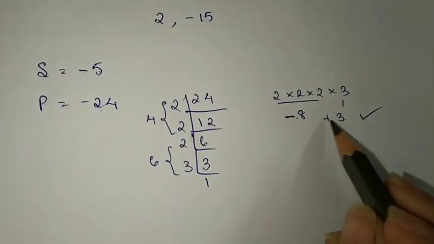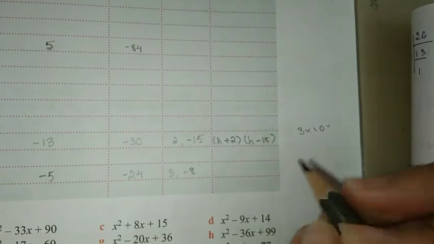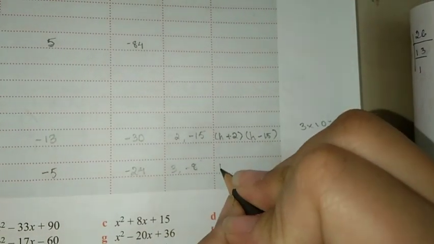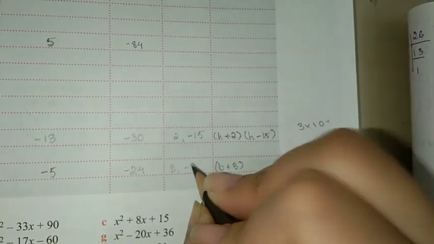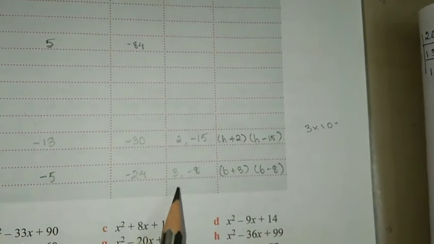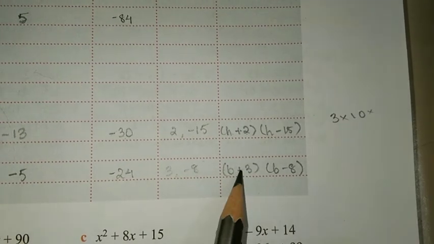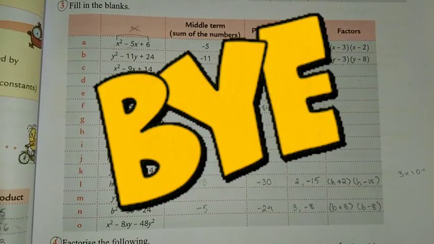So we have the two numbers which are 3 and minus 8. Now, I always write the smaller number first. You can write whichever number first, okay? Now, in this question the variable is B, so B plus 3 and B minus 8 are the answer, okay? Like I said, the order does not matter, okay? So similarly, just like that in this question, you can do the rest of the questions in that way. It's the same as question number 2 and send me your work, okay?